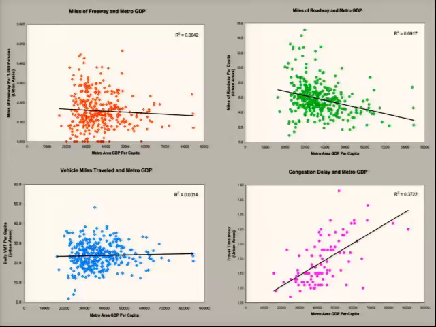I correlated various transportation metrics with metro area GDP, that is, the economic productivity of cities. And basically there's no correlation, no statistical significance. There is a correlation between metro GDP and congestion, there on the bottom right, but it's positive. The higher the metro area GDP, the more congestion there is. That's because congestion is a byproduct of prosperity.